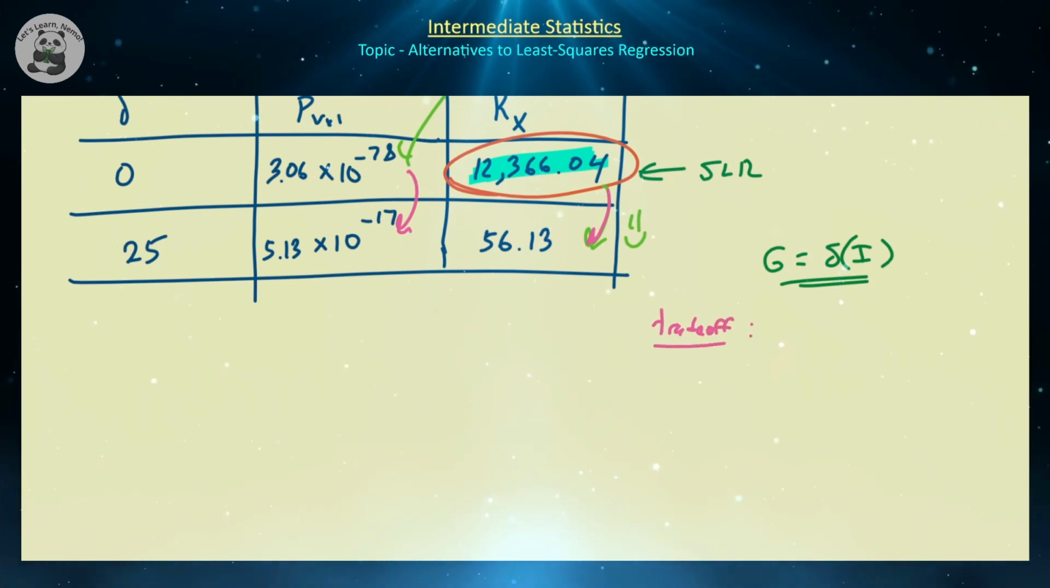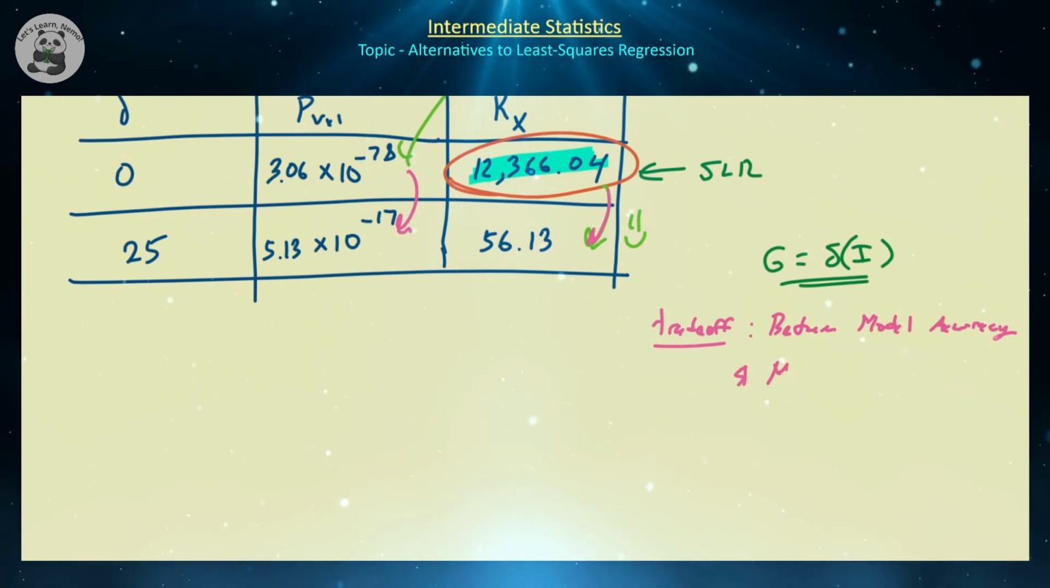So there's a trade-off between model accuracy and model precision. Obviously, our precision is getting better because our condition number is decreasing, but our model accuracy is decreasing because our p-value is increasing. So make sure you get those concepts in the right order in terms of their interpretation.